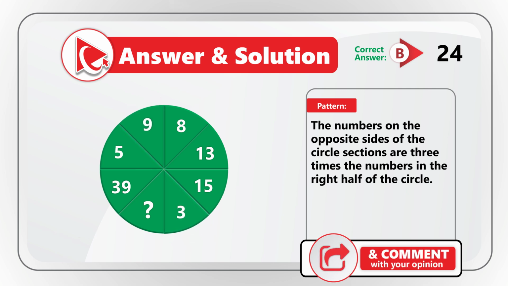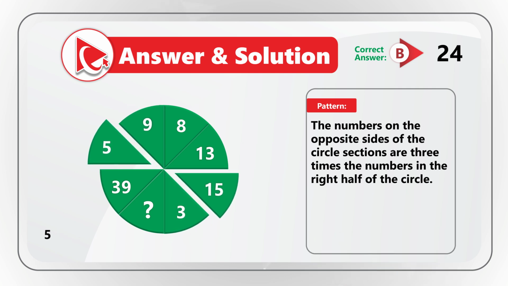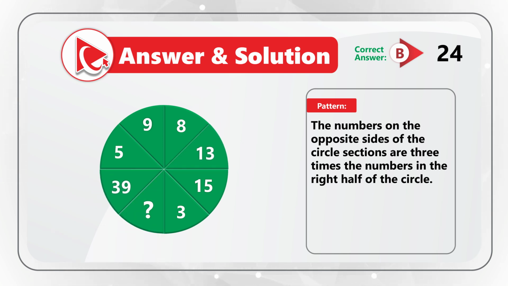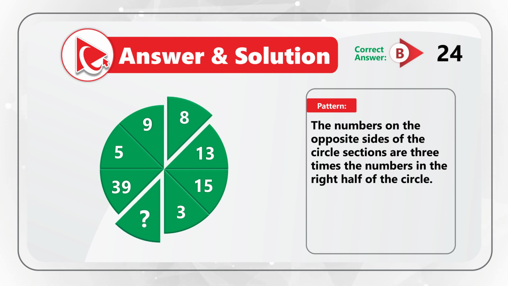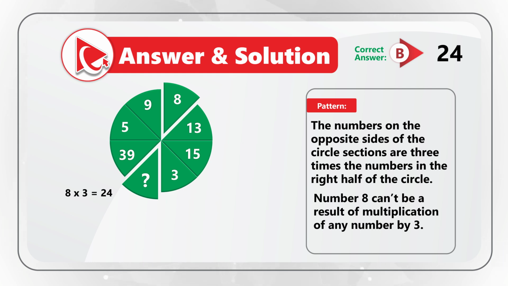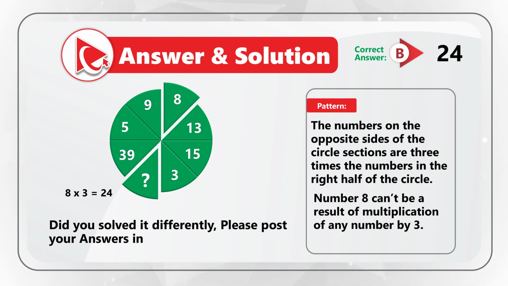The next set of numbers is 5 and 15. And 5 multiplied by 3 equals 15. The next set is 13 and 39. And obviously, if you multiply 13 by 3, you will get 39. Let's take a look at the missing number. Because number 8, which is on the opposite section, cannot be a result of multiplication of any number by 3, this means that the missing number is the result of 8 multiplied by 3, which equals 24. This is why I think the correct answer here is choice B, 24. Did your calculations lead you to the same answer? If they didn't, please make sure to share your answer and solution in comments.